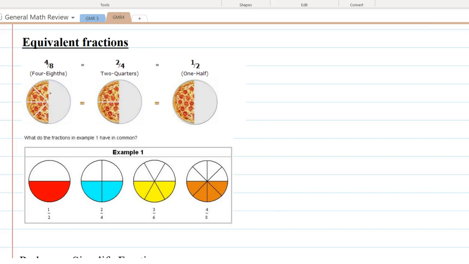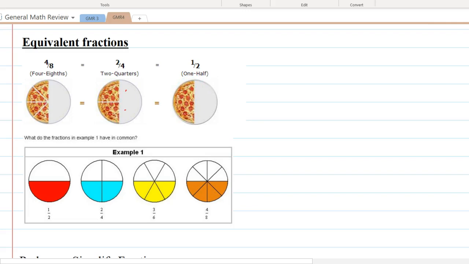Moving on to equivalent fractions. We have 4/8, 2/4, and 1/2. If you look at the pizza, we can see that you have half a pizza no matter which way you look at it. But if the pizza originally had 8 pieces, that means you have 4 pieces left. If the pizza originally only had 4 pieces total, that means you have 2 out of the 4 pieces. And if you're just looking at the whole pizza pie, you only have 1/2 of a pizza. These are called equivalent fractions.